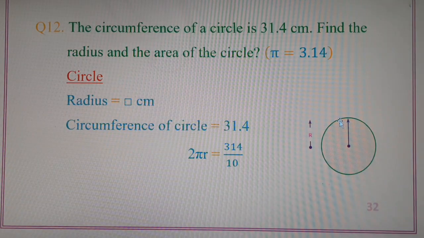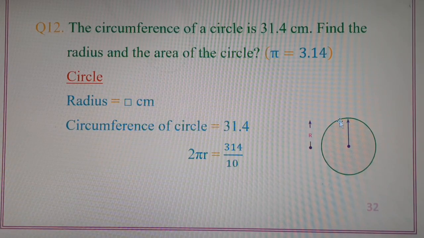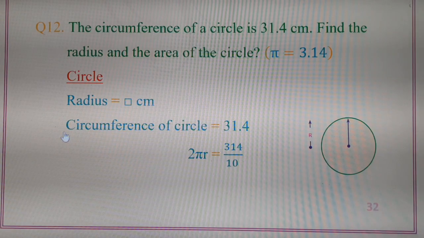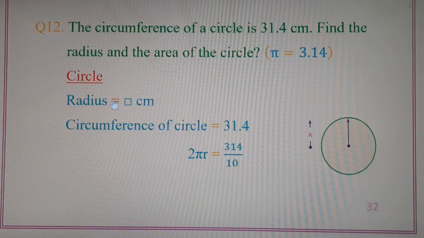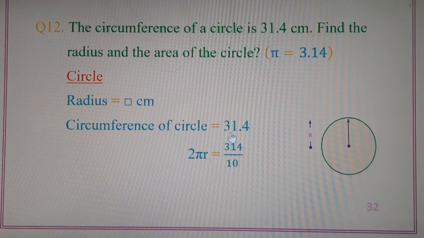And we have to calculate two things in the sum: area of the circle and radius of the circle. Circumference is already given, that is 31.4 centimeter. Pi's value we have to substitute as 3.14. First we start with the heading. Heading will be written as circle. Here a circle is given, so heading will be circle. Here radius of the circle is not given, so we have written as box. Radius is equal to dash centimeter. Circumference of the circle is 31.4.